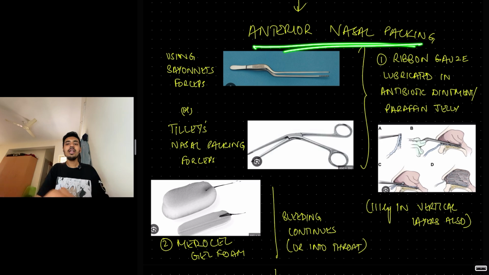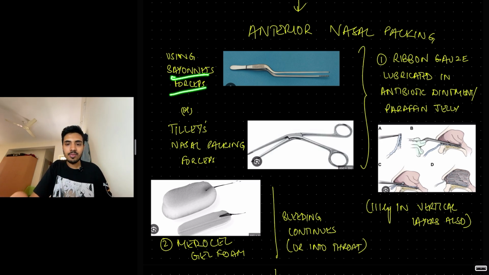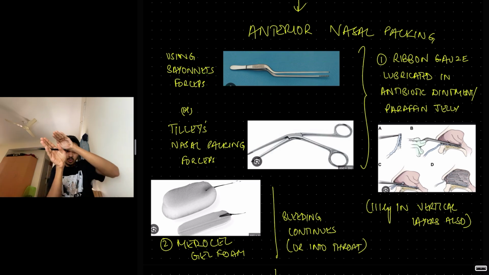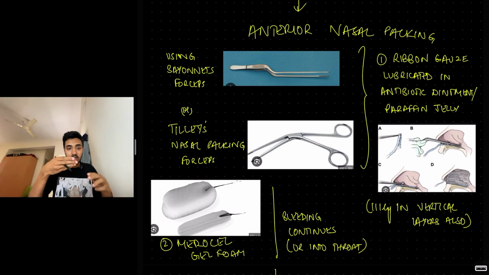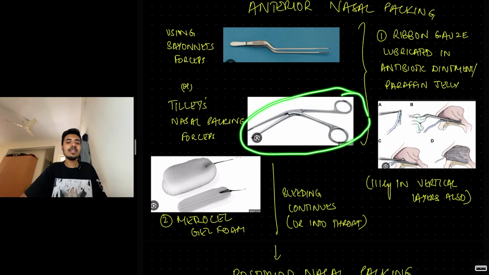Now, for anterior nasal packing, we can use something known as Bayonet's forceps. Here you can see, it looks like a bayonet. Bayonets are those long guns with swords attached on top. So they are guns with swords. So it appears like that, Bayonet's forceps. Then you have another one known as Tilley's nasal packing forceps.